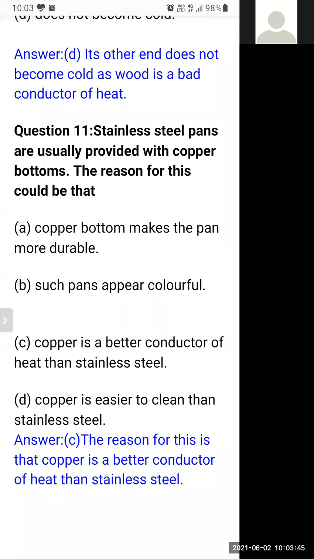Copper bottom makes the pan more durable? Durable means more strong. No, that is not the reason. Such pans appear beautiful, colorful? No, that could not be the reason. Copper is a better conductor of heat than stainless steel. Yes, this is the reason. Copper is a better conductor as compared to stainless steel. Stainless steel is also a good conductor, but copper is the best conductor as compared to it. Copper is easier to clean than stainless steel? No, that could not be the reason. So the only reason is C.